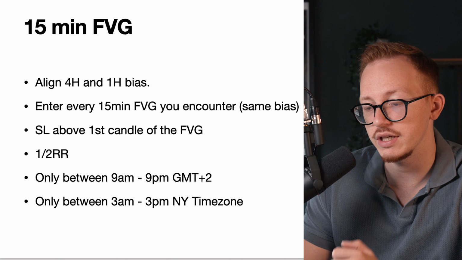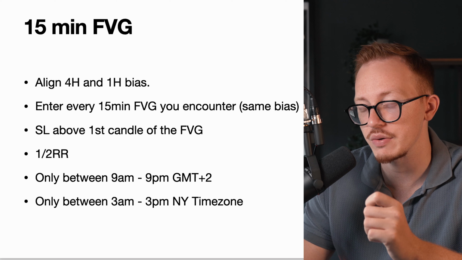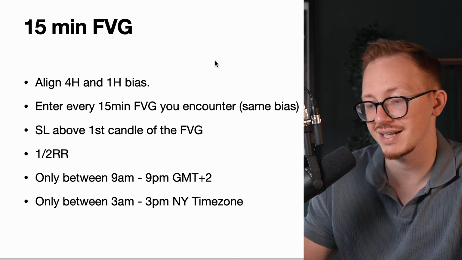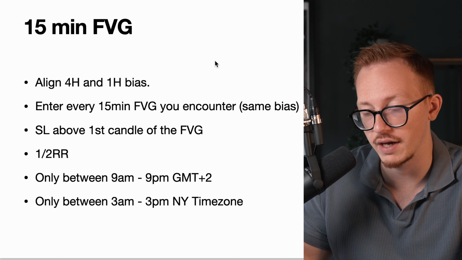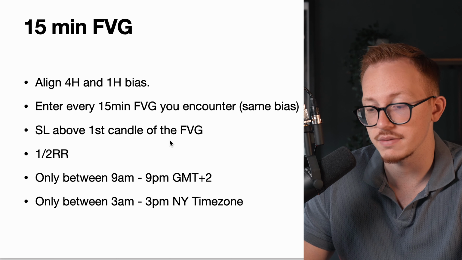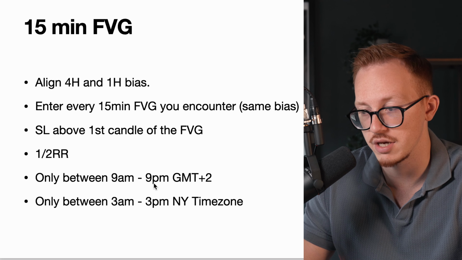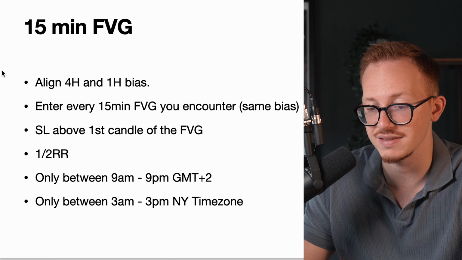Okay, so for the 15-minute, we need to align the 4-hour and the 1-hour bias. We're going to enter on every 15-minute fair value gap that you encounter. Again, that same bias is that 4-hour and 1-hour bias. Our stop loss is above the first candle of the fair value gap. We're targeting 1/2 and only between 9 AM and 9 PM GMT plus 2. So basically it stays the same.